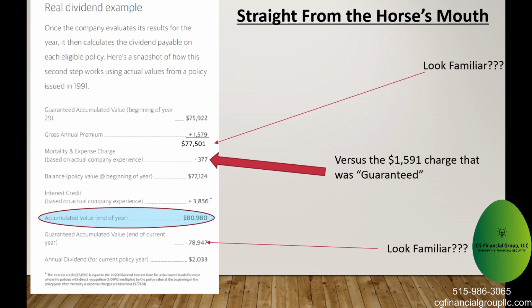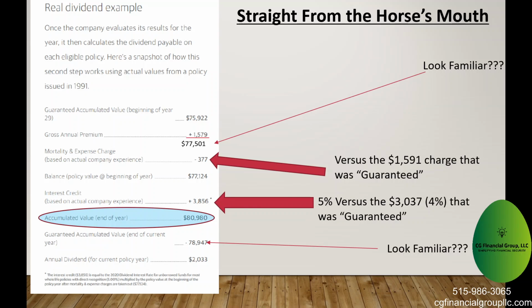right? And that gives us a balance of $77,124. But then the second part of that dividend is, wow, our true investment experience was not 4%, it was actually 5%, which means instead of crediting that client $3,037, we're going to give them an extra $800 and some dollars, if you remember my little bar chart slide earlier. We're going to give them $3,856 instead of just the rate that was 4%. That means that at the end of the year, based off our actual experience, the client should have a value of $80,980 instead of $78,947, i.e. a dividend of $2,033.